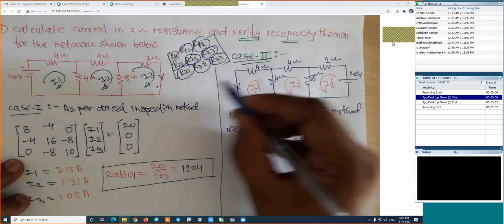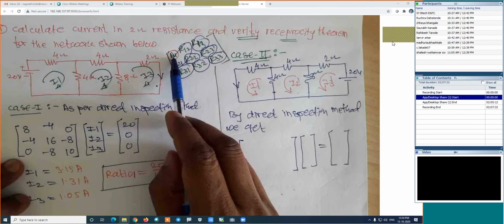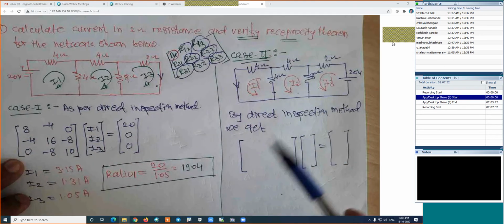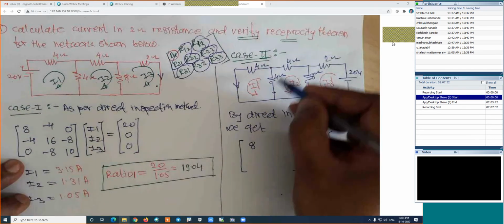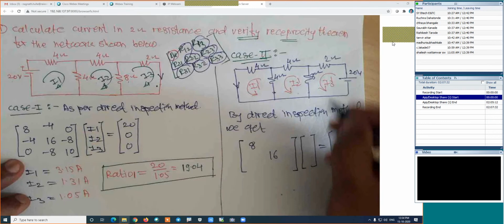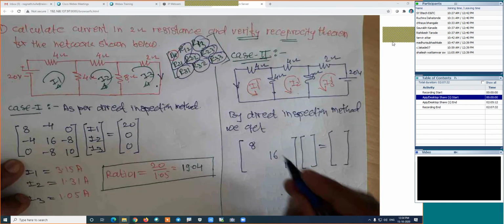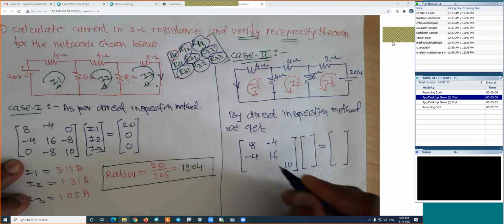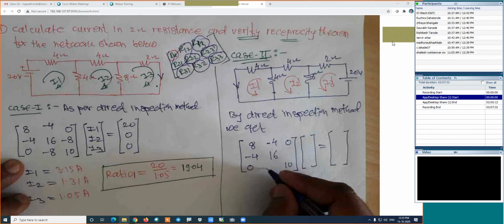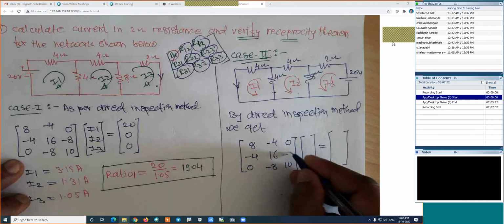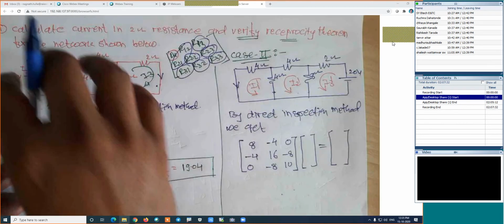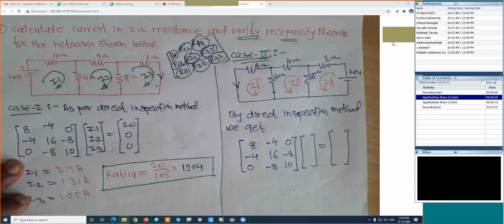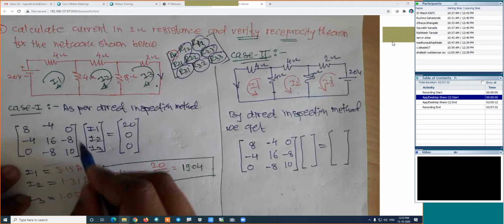Because here again I am finding the same values. R11, the resistance of the first loop, is 4 plus 4, which is 8. Resistance of the second loop is 8 plus 8, which is 16. Resistance of the third loop is this. Then it is minus 4, this is minus 4, this is 0, this is 0, and then this is minus 8 and this is also minus 8, because we are not changing any impedance. We are taking it as it is, so this matrix will not change.